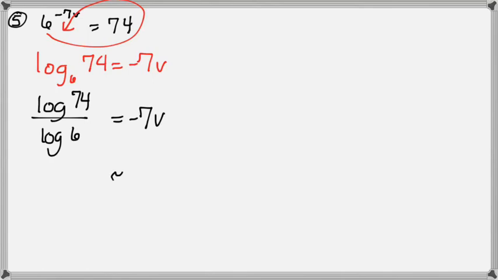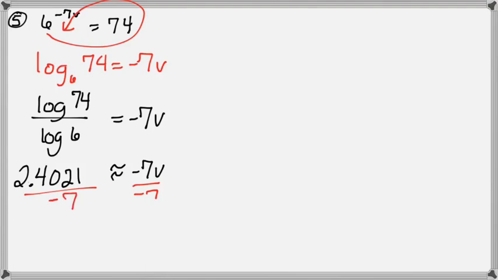And so when you divide those, you end up with approximately 2.4021. And now we need to divide both sides by negative 7v, or negative 7, excuse me. And so when we divide both sides by negative 7, we end up with a negative 0.3432 is approximately v.